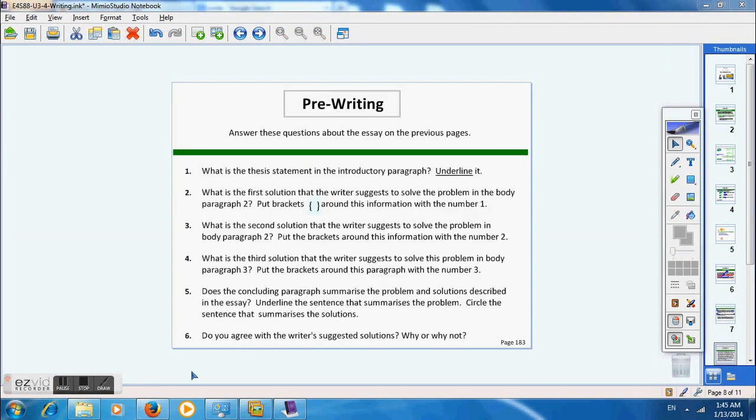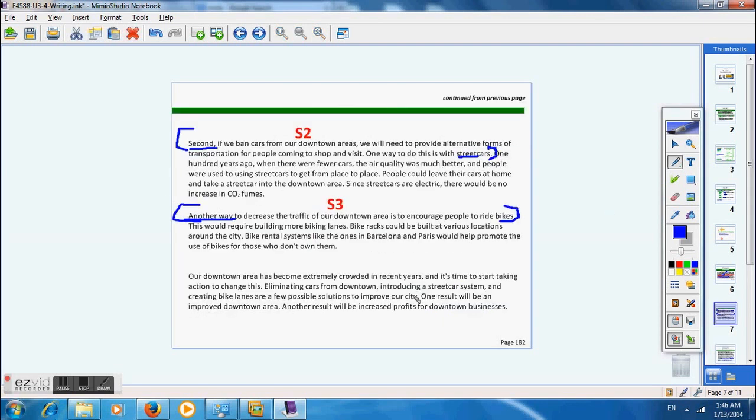Question number 5. Does the concluding paragraph summarize the problem and solutions described in the essay? Underline the sentence that summarizes the problem. Circle the sentence that summarizes the solutions. So it says here, underline the sentence that summarizes the problem, circle the sentence that summarizes the solution. Okay, which one summarizes the problem?